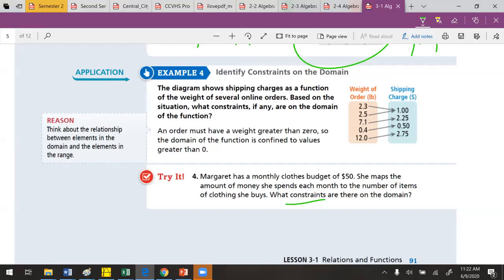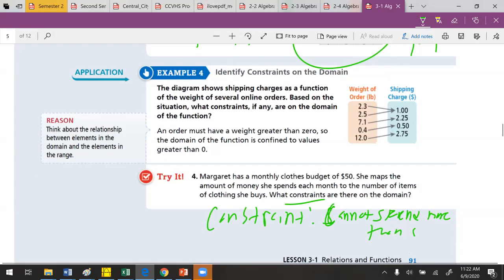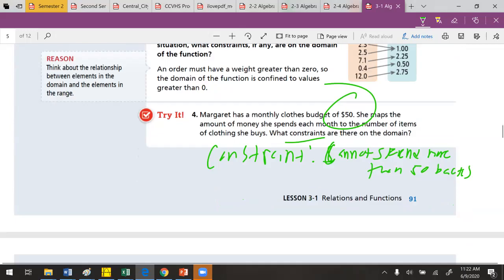The constraint of the domain, okay? Her constraint, this is important: she cannot spend more than 50 bucks. That's your constraint, okay? Since she cannot spend more than 50 bucks, she's limited to that amount. So therefore, that's your constraint.